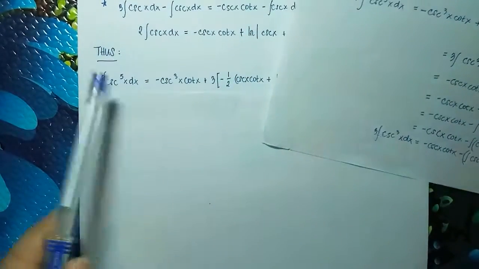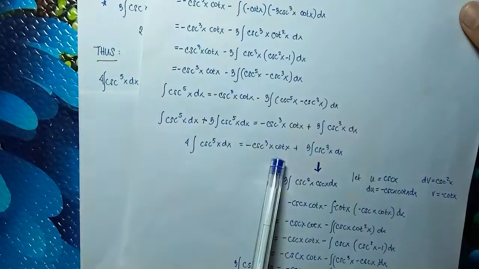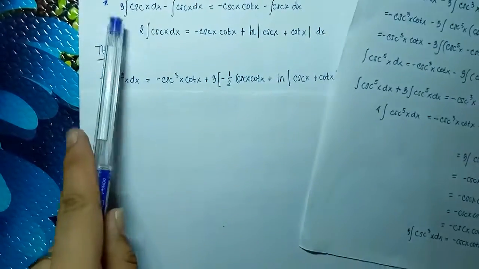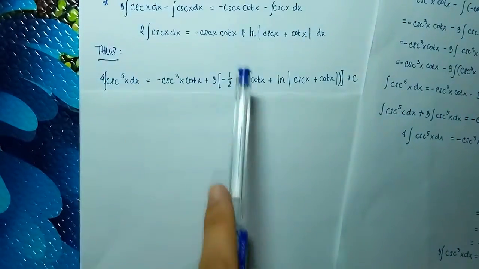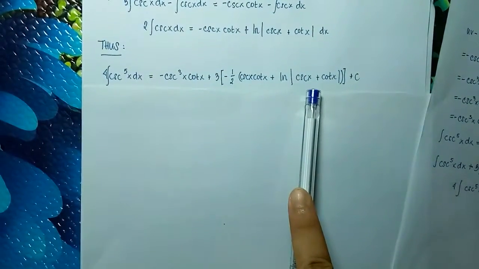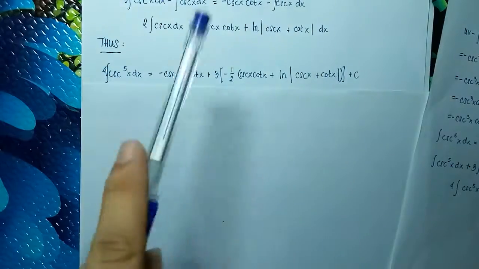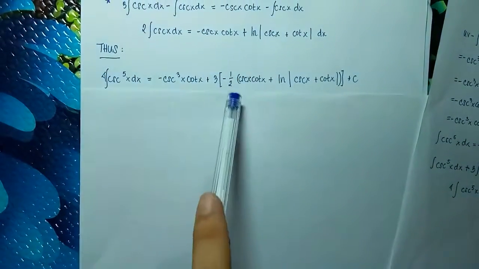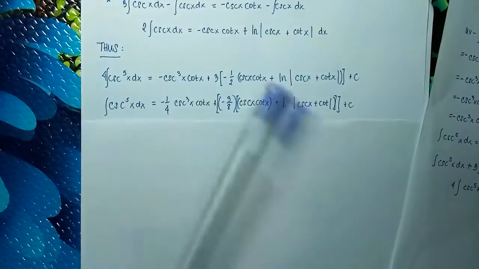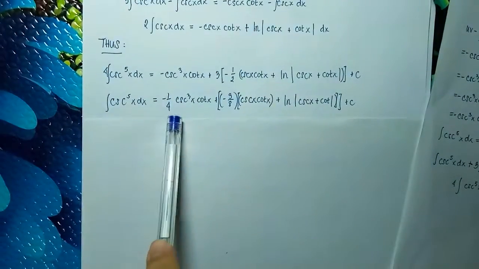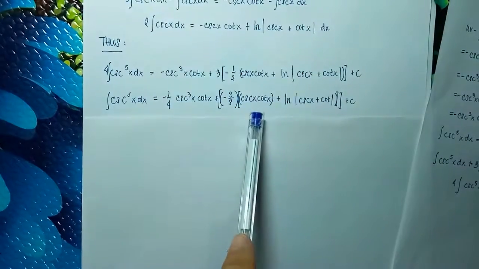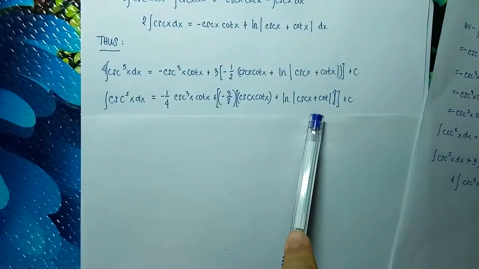which we have here, and then negative cosecant cubed x cotangent x, brought it here, plus 3 times the integral of cosecant x dx is equal to negative 1/2 cosecant x cotangent x plus ln cosecant x plus cotangent x. We have 1/2 here because we brought down 2 and we multiplied it with the entire term. So now we brought down 4 here, and it resulted to negative 1/4 cosecant cubed x cotangent x plus negative 3/8 cosecant x cotangent x plus ln cosecant x plus cotangent x plus c.